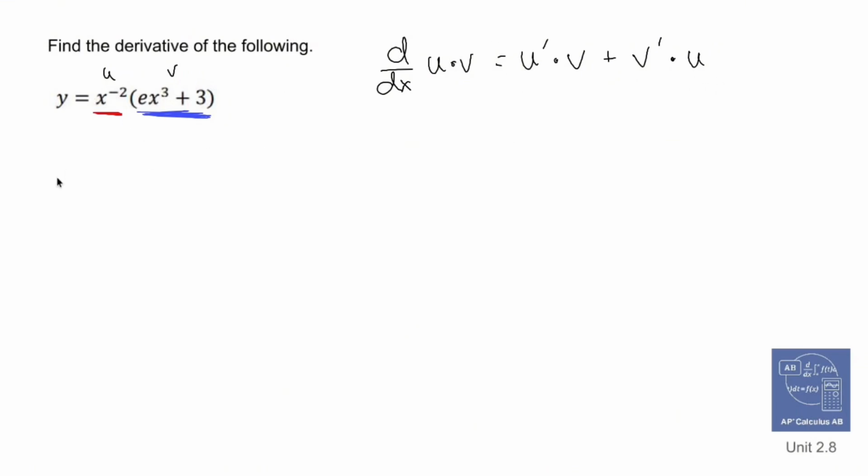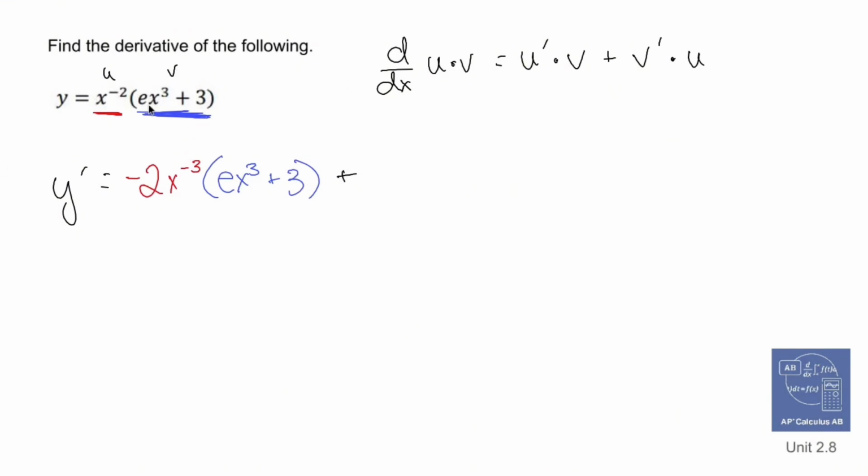So following these steps, I would say that y prime is the derivative of the first function. So the derivative of the first function is me taking the derivative of x to the negative 2, which is just power rule. So you drop down the negative 2, subtract 1 from negative 2, and you have that. Okay. Now you keep the second function as is. So e x cubed plus 3. Just like that.